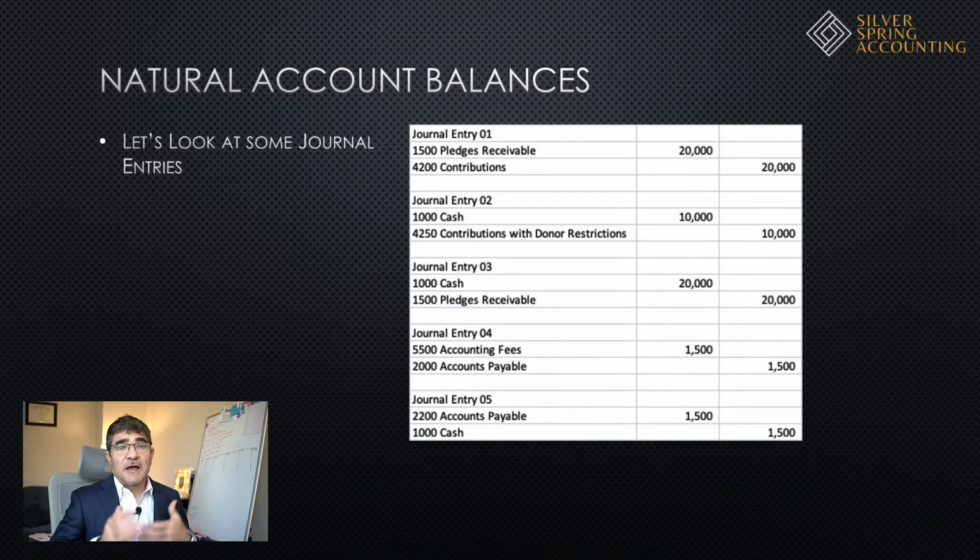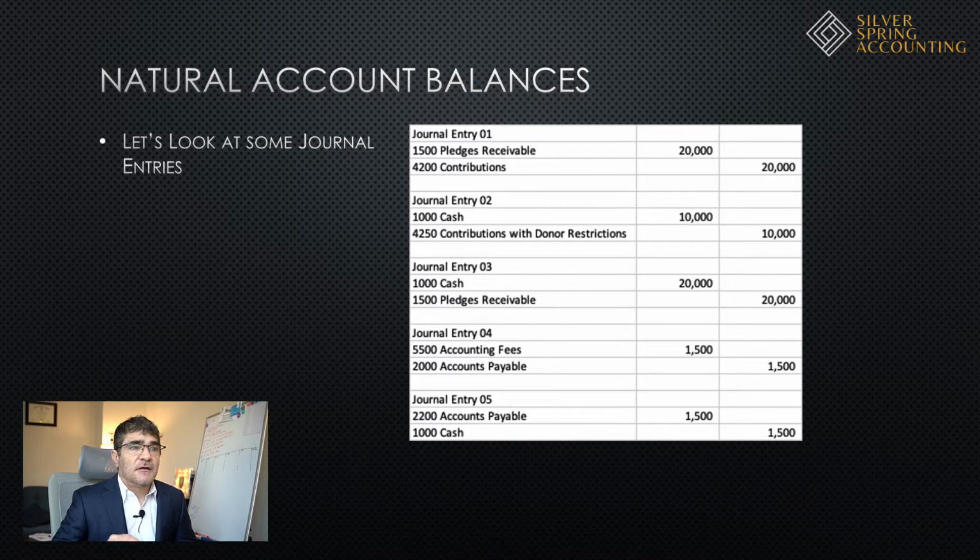So I think the best way to look at these is through some journal entries. First, we have an entry where we need to record a pledge receivable. So what we do is we will debit the pledge receivable, because that is an asset, so that increases the asset. And then we're going to credit contributions, and this is the revenue. So this credit increases the revenue.